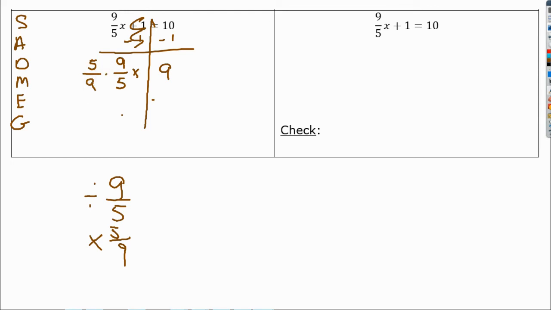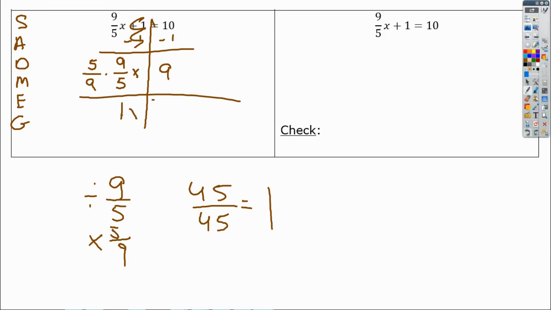this actually ends up canceling out because 5 times 9 is 45. 9 times 5 is 45. And if you end up with 45 over 45, like we would there, well, 45 over 45 just ends up equaling 1. So we really just end up with 1x. And you could say 1x, but really 1x, as we talked about earlier, is just x.